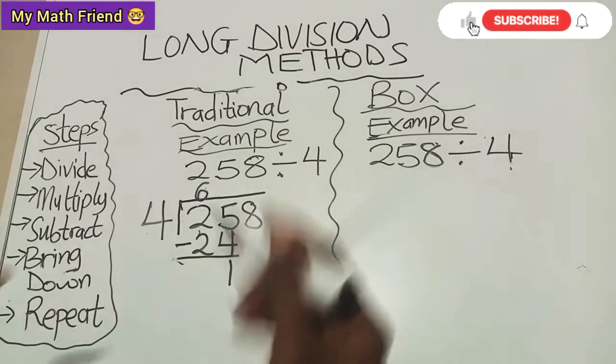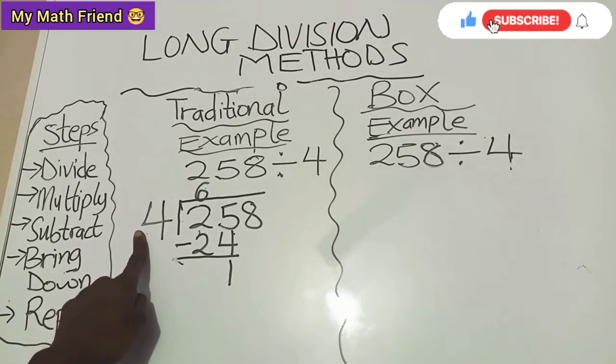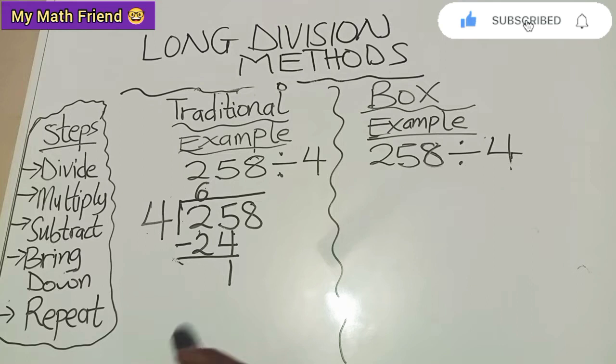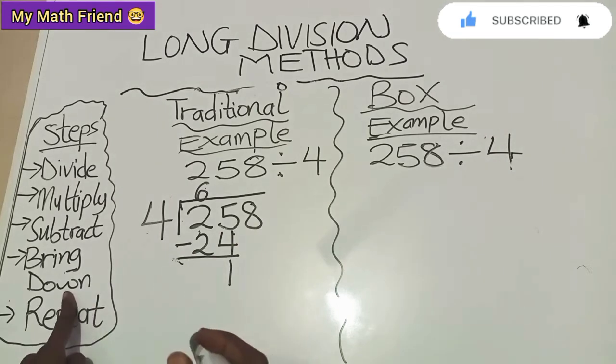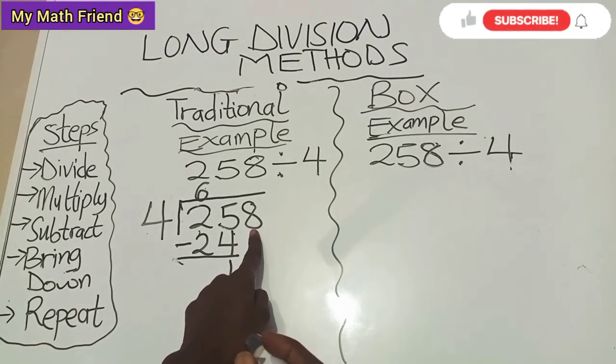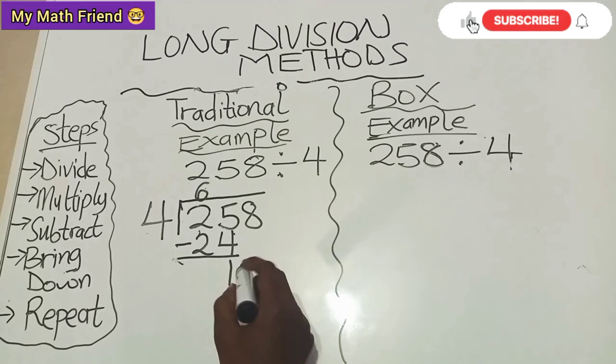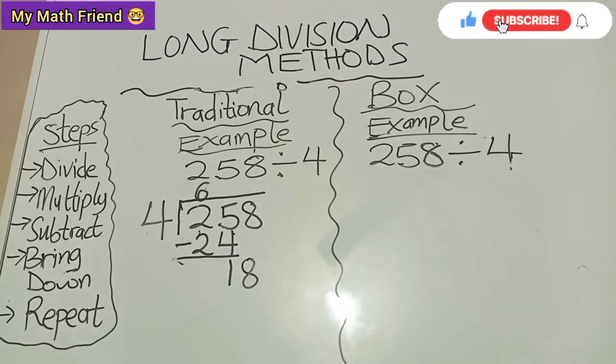You have 1 left. Again, is 1 bigger than the 4? No, it's smaller. Make it big first before you go through the steps. By you going up there, that's the 8, you bring it down. So you bring the 8 down, add it to the 1. Now you have what? 18. You have 18. Very well.